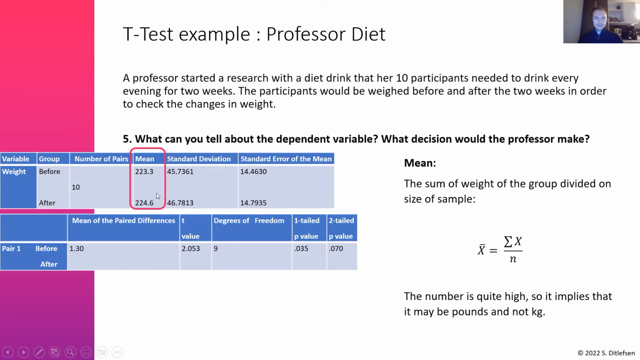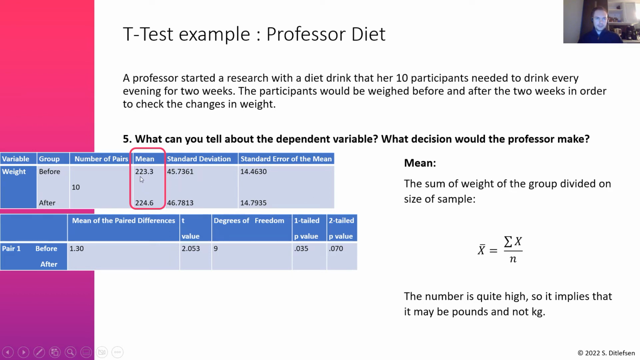So the next number is the mean. A mean is the average, the sum of the weight of the group divided by the size of the sample. So here we have 223 and 224. This is before, this is after, and we see that the number is quite high, so it implies that it might be pounds and not kilograms.